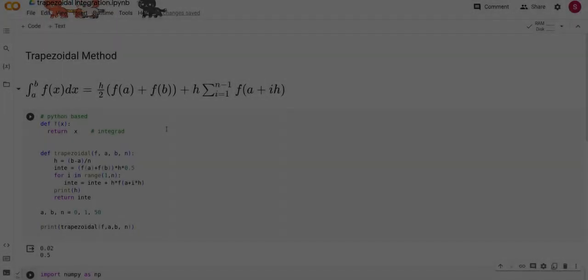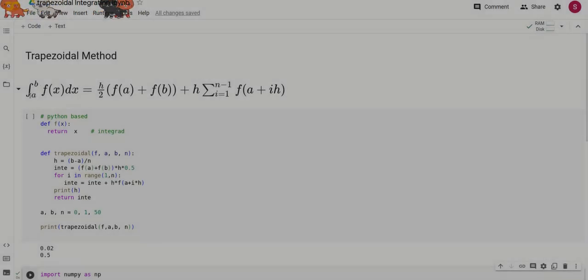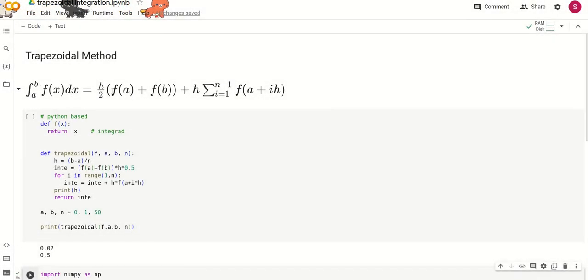As we have discussed, this is the formula for the trapezoidal method. The integral from a to b of f(x) dx is h by 2 times f(a) for one limit and f(b) for the other limit, plus h multiplied by the sum with i running from 1 to n minus 1, first point and last point excluded, of f(a plus ih), the intermediate points. First I am discussing the pure Python based implementation, then we use Numpy.